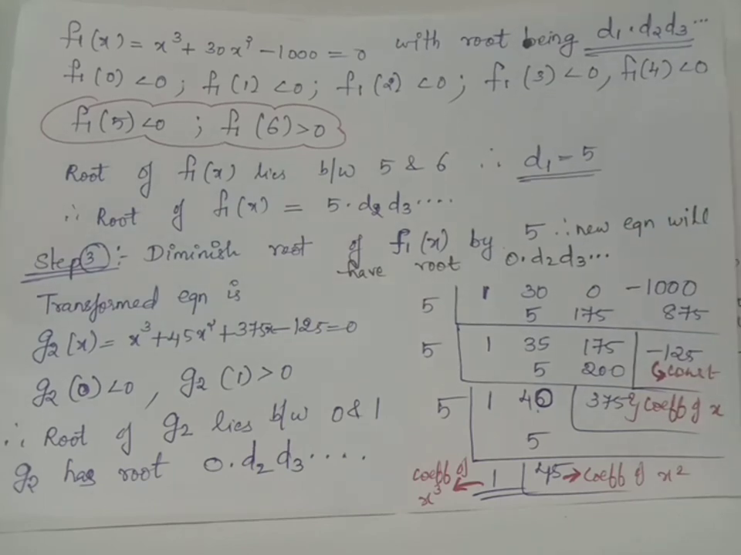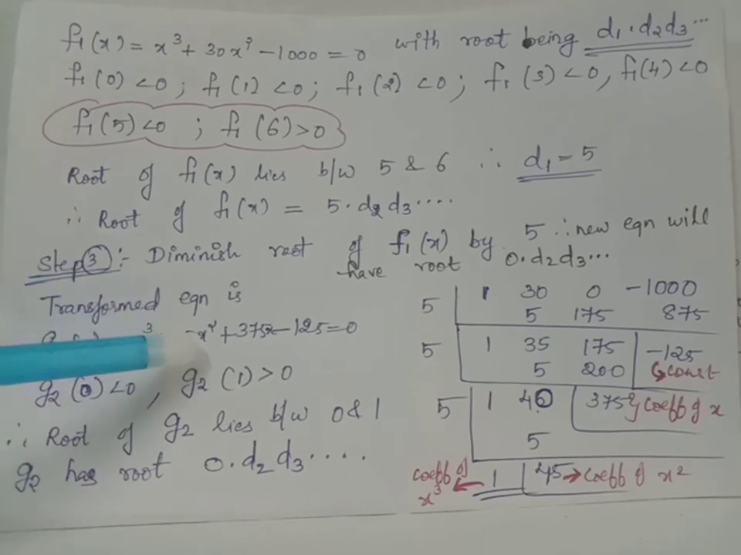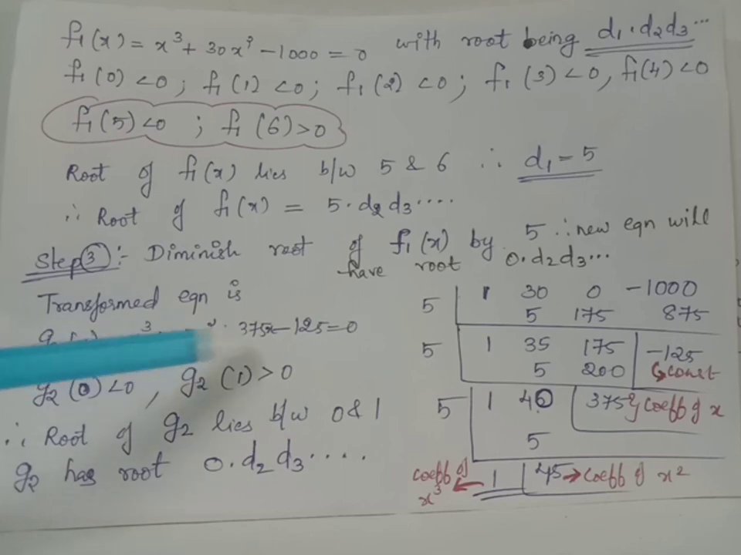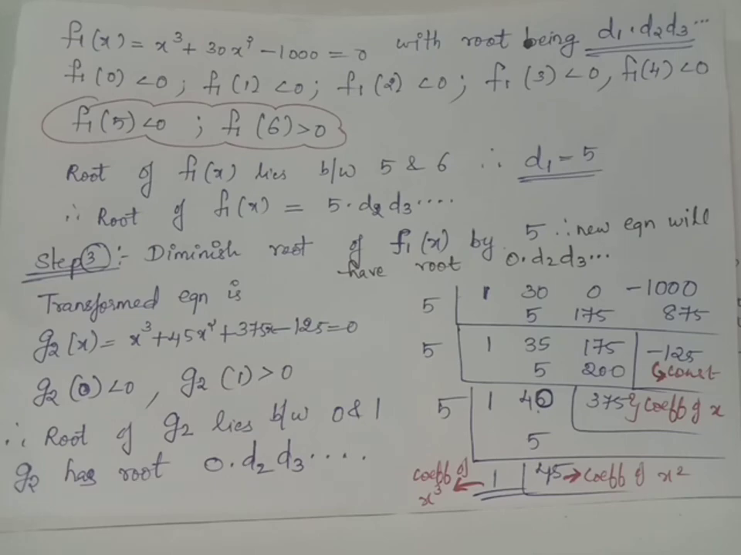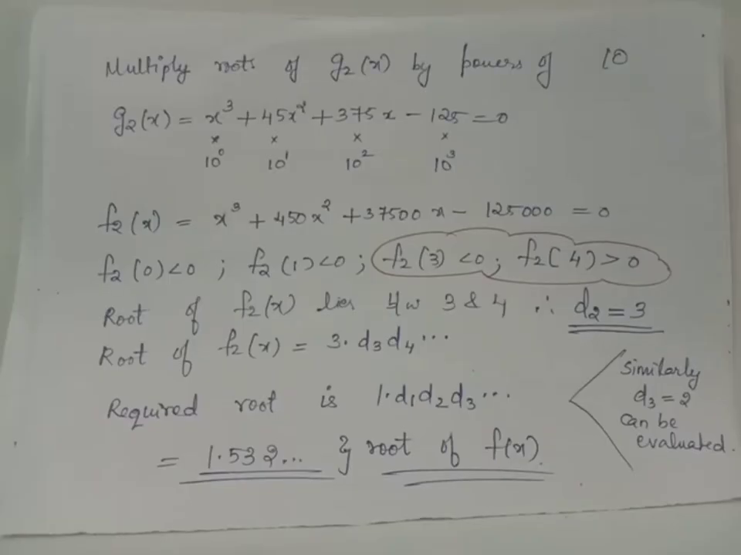Now we have to take d2 as the integral part. In order to do that, we have to multiply the root of g2 of x by 10. For that, we will multiply the equation of g2 of x using powers of 10. We will multiply 10 raised to 0 to x cube, 10 raised to 1 to 45x square, 10 square is multiplied to this term and 10 raised to 3 is multiplied to the constant term to obtain the new equation. Multiplying the root of g2 of x by 10 is equivalent to multiplying the equation g2 of x using powers of 10. Thus, after multiplying g2 of x using powers of 10, we will arrive at new equation f2 of x.